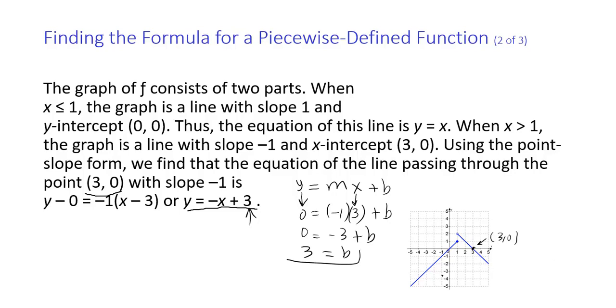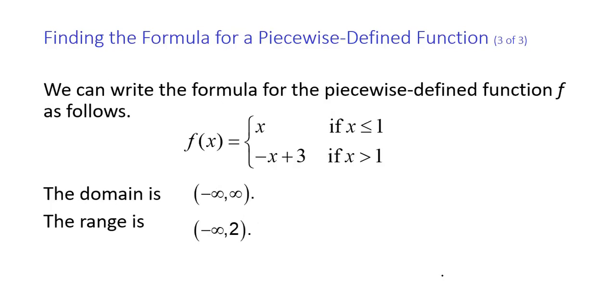So now we can write down the f of x equal to x if x is less than or equal to 1, is equal to minus x plus 3 if x is greater than 1. The domain would be all the numbers from negative infinity to positive infinity. The range would be from negative infinity to 2. In this case, if you look at the graph.